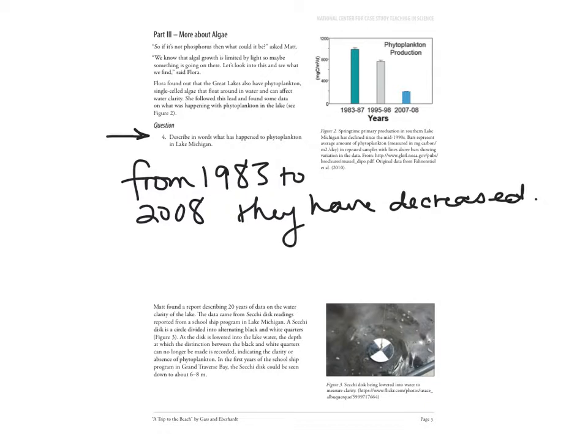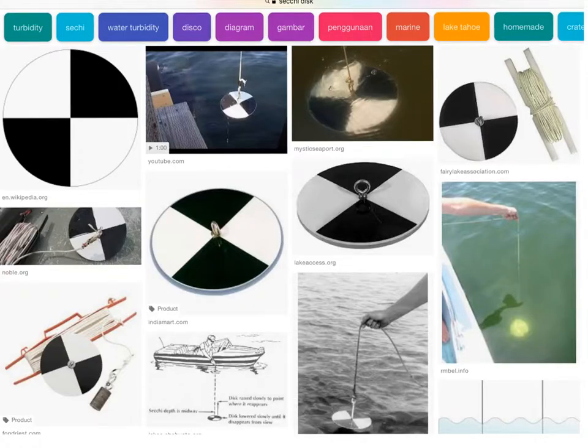Matt found a report describing 20 years of data on the water clarity of the lake. How do we measure clarity? Well, we have this thing called a Secchi disk, and it was basically taking readings from a school ship program, and they describe it as a disk. It's a circle divided into alternating black and white quarters. So let's take a look at how this is used. If you just Google search images on Secchi disks, you'll see the actual disk. So there's our alternating black and white right here.